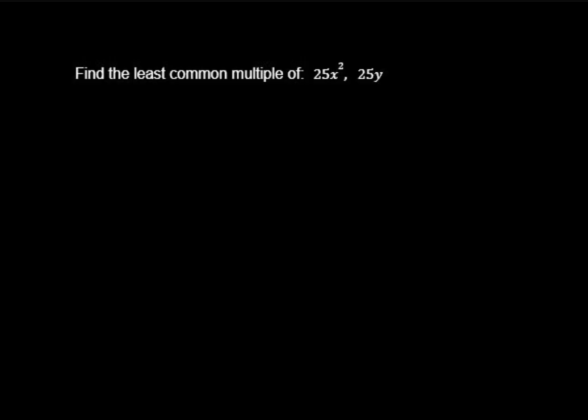In this example, we're looking for the least common multiple of 25x squared and 25y. Since these are both monomial expressions, with no addition and subtraction involved, we're going to start by looking at the number. We'll treat the coefficient like a regular number and find the least common multiple between 25 and 25. Since it is the same number, the least common multiple is just 25.